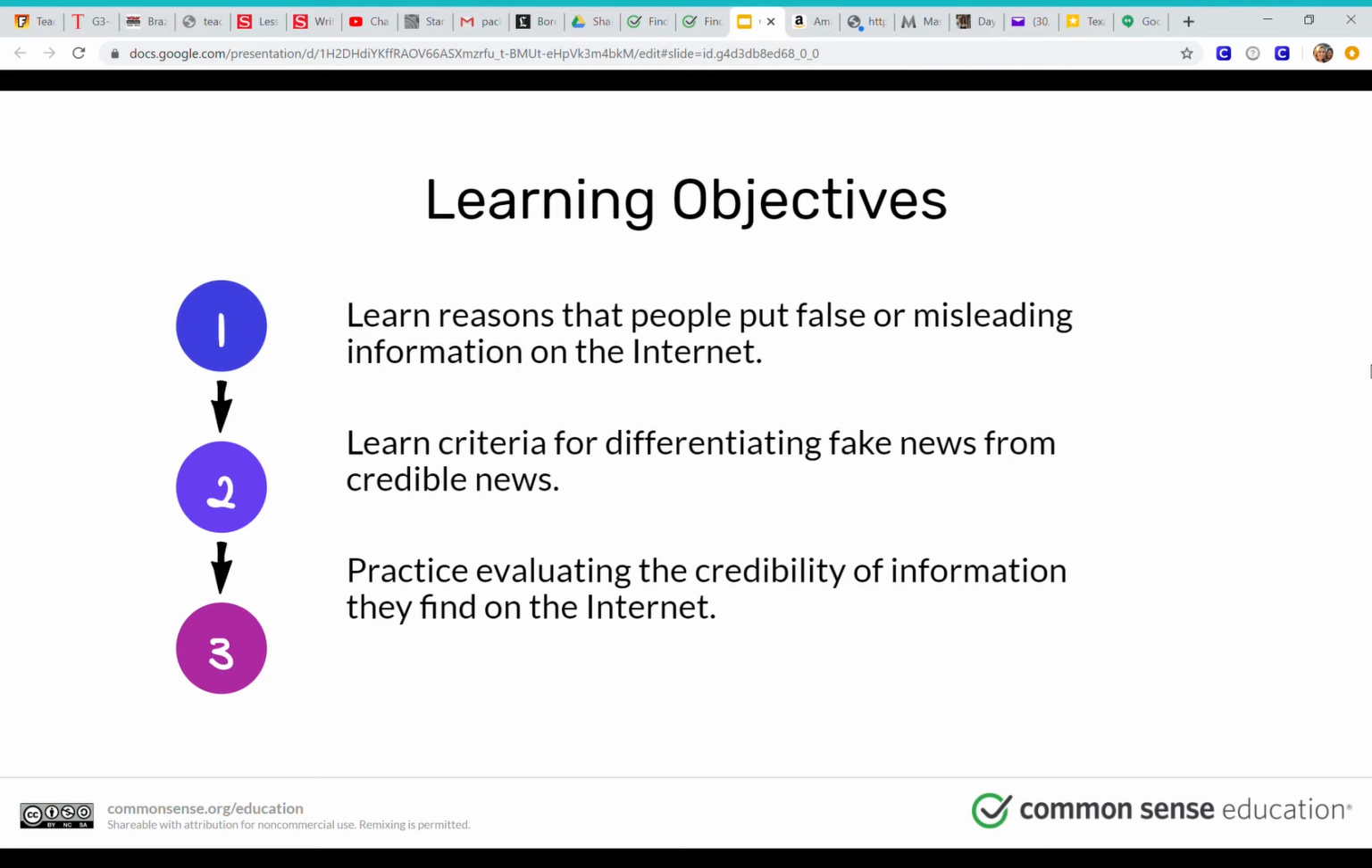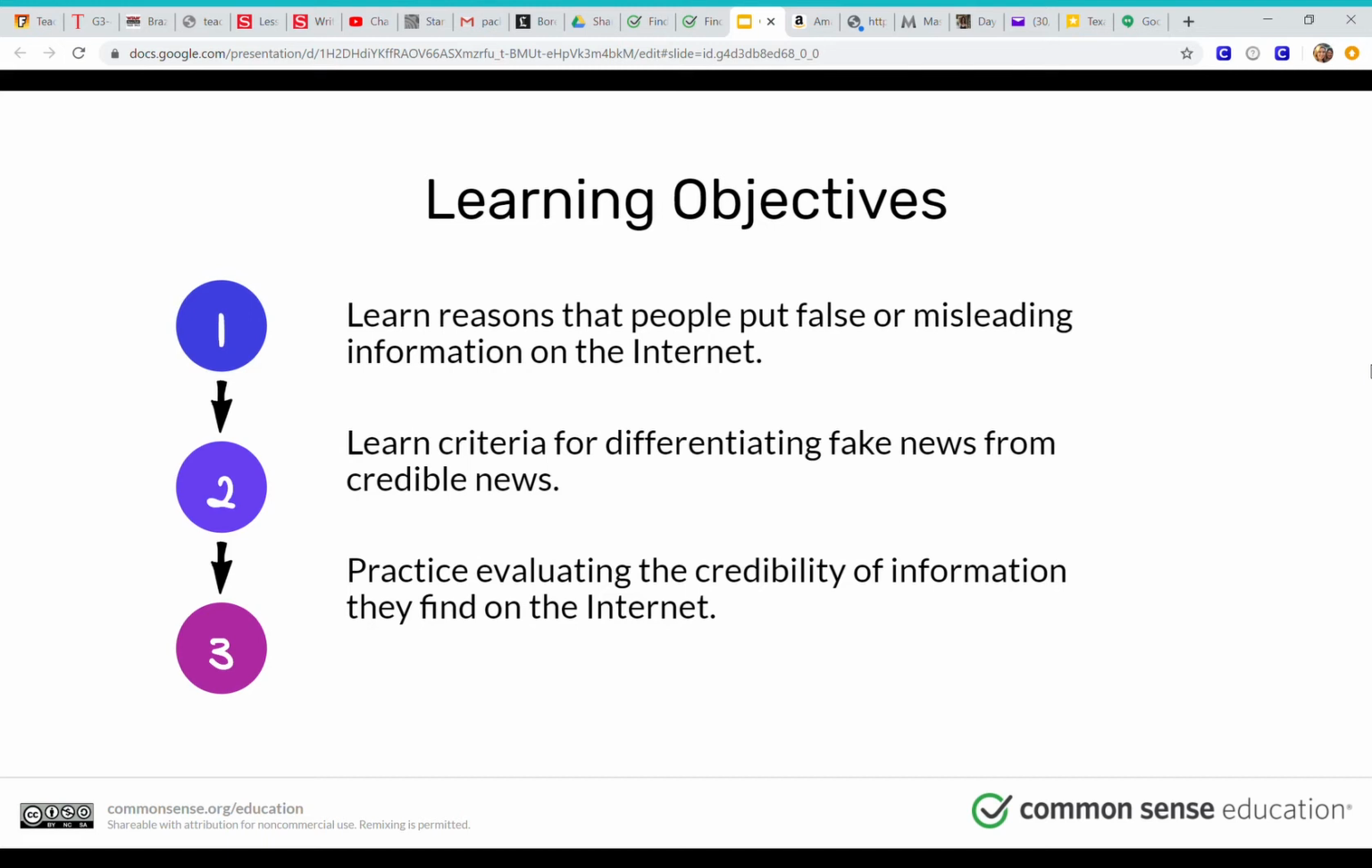Learning objectives. First, we're going to talk about some reasons that people put false or misleading information on the internet and how you can find those things. And then two, we are going to learn some criteria for differentiating fake news from credible news. What that means is we're going to learn some check boxes, or some facts that you can look at, and some ways that you can say, okay, this news source doesn't meet these three criteria, so I think that it's probably going to be fake, okay?